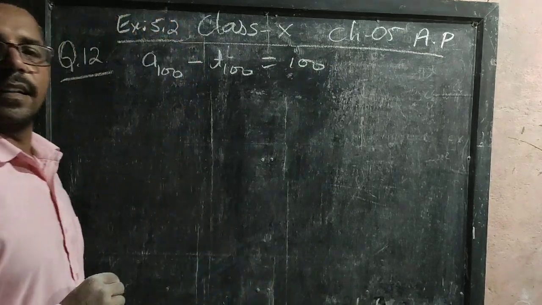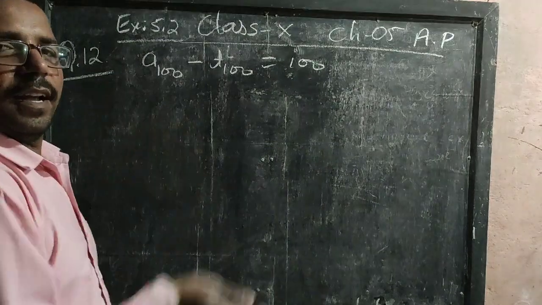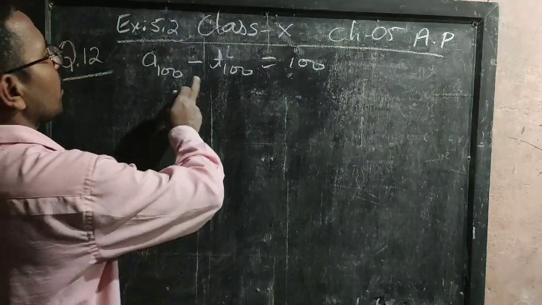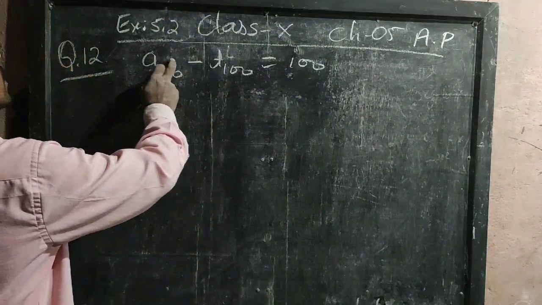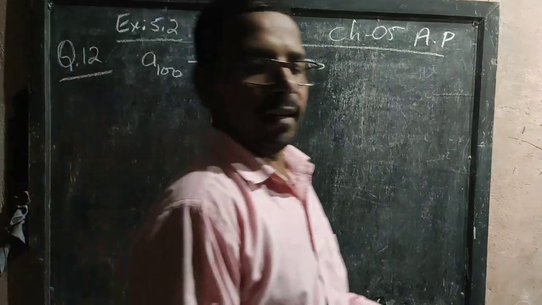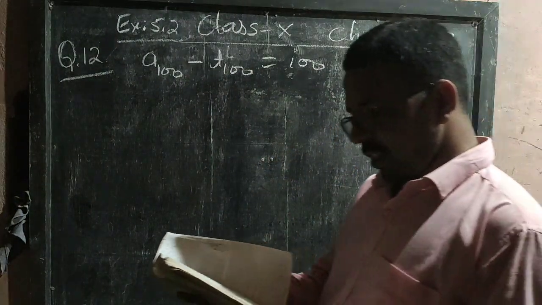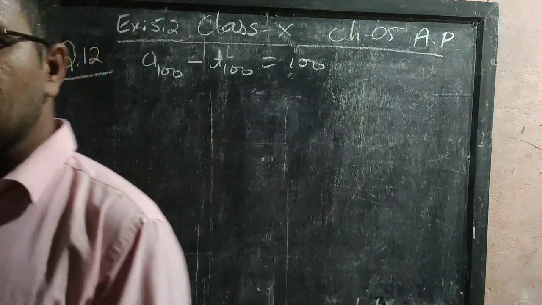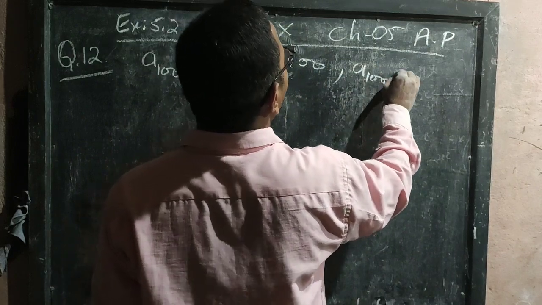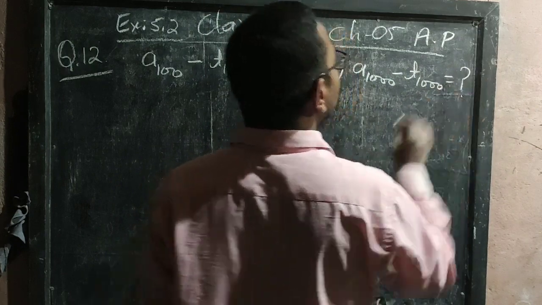100. The question is telling us that there are 2 APs. One AP we denote with the nth term, that is An, and the second AP with the nth term, that is Tn. But in place of n, it is given 100. That means the difference between the 100th terms is 100. This much is given. And the question is asking, what is the difference between the 1000th terms? That means A1000 minus T1000 will be equal to how much? This is the question.